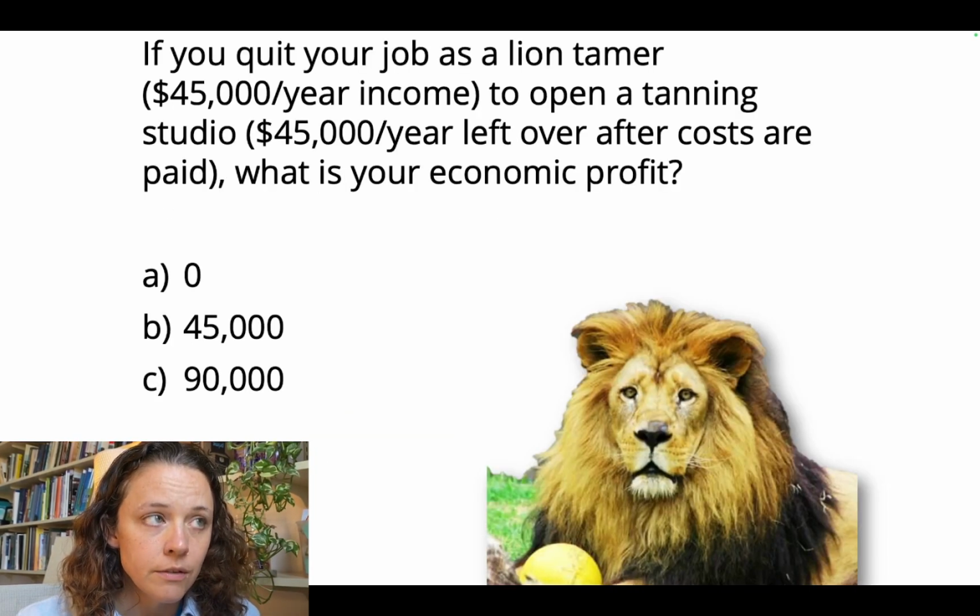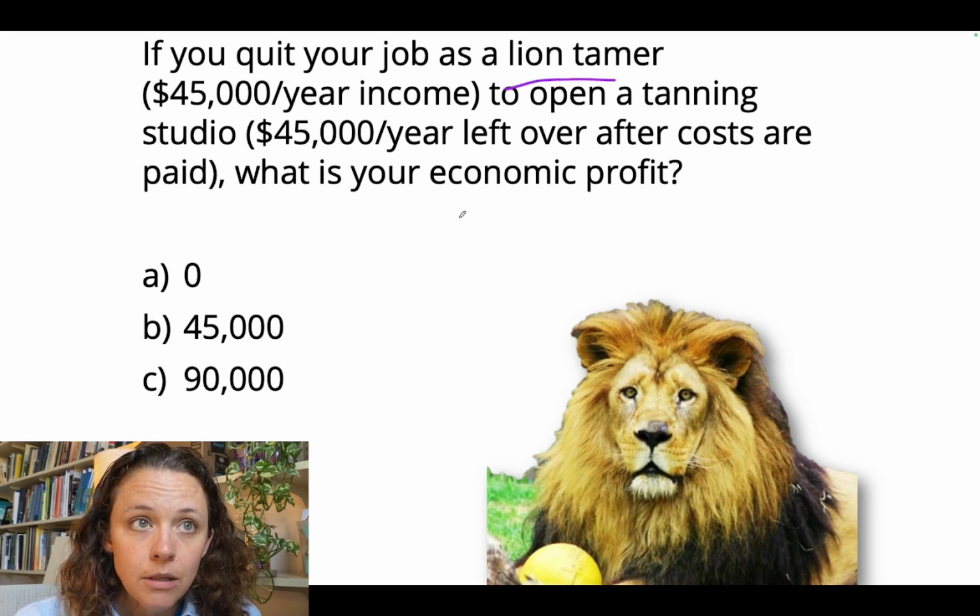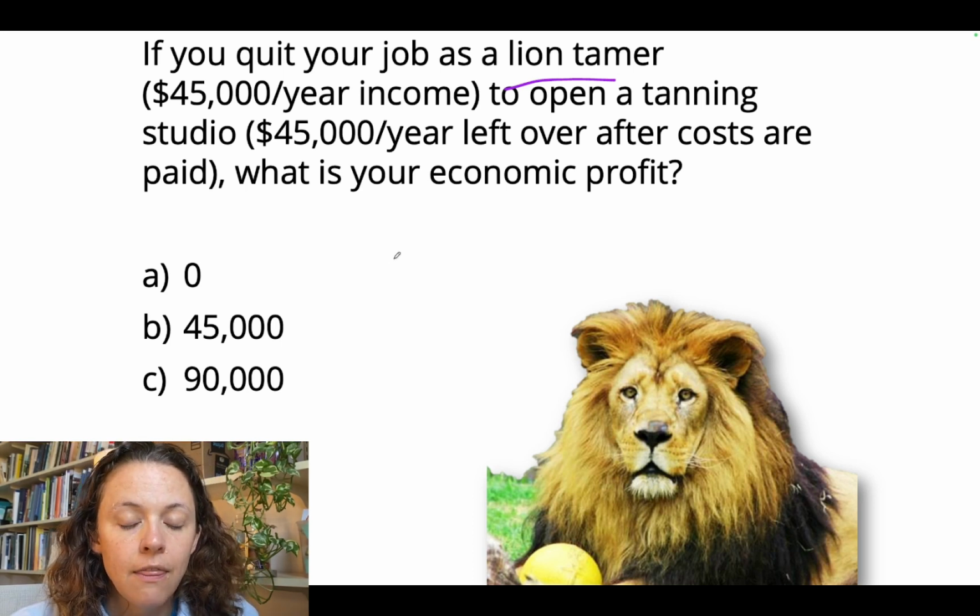So let's work through another example. We're supposing that we used to work as a lion tamer, and this earned us $45,000 a year, and we decide to open a tanning studio, and that earns $45,000 a year in profits, essentially after we pay for the costs. This is, we could call it the accounting profit.